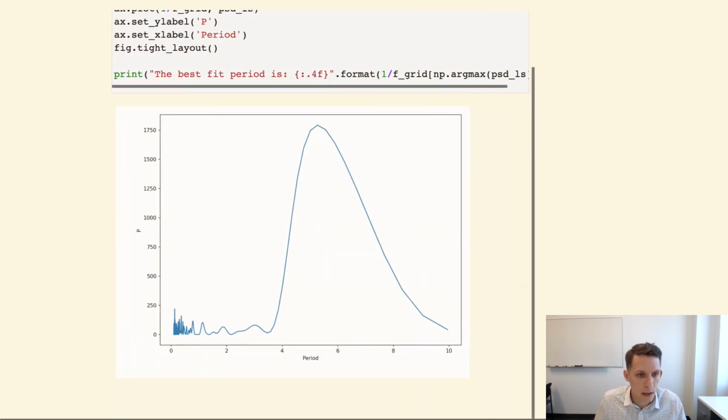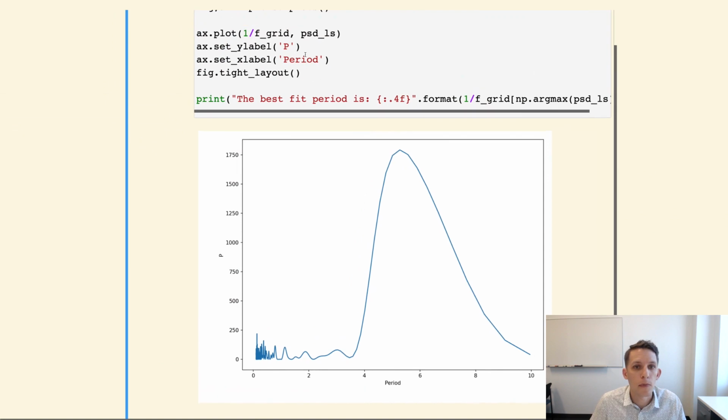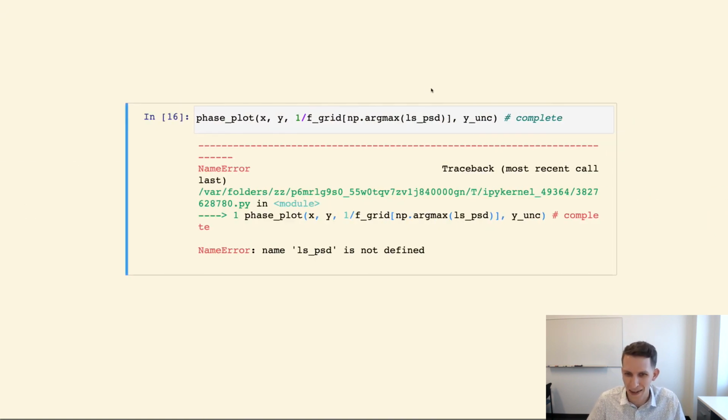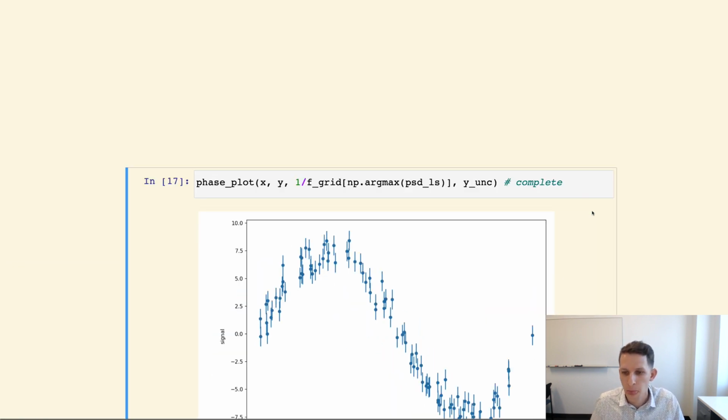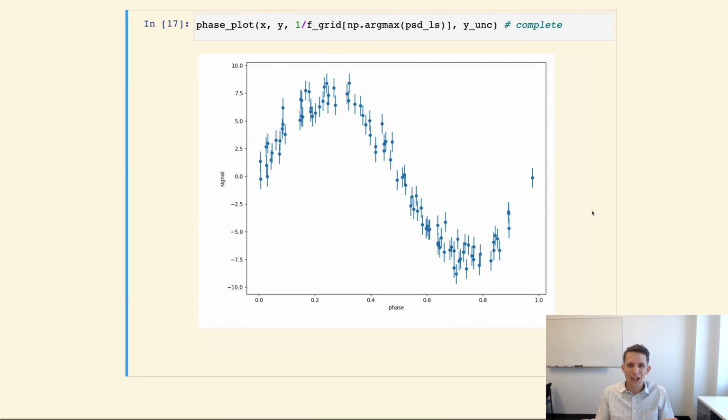LSPSD is not defined. Oh, that's because we called it PSDLS. That would make sense, wouldn't it, everybody? Okay, let's swap that out real quick. PSD of LS. Let's execute that. Ooh, and that's looking pretty good, isn't it? That looks like a periodic signal. That looks like we recovered the correct period in this data.